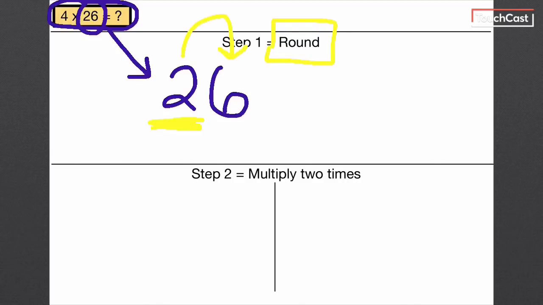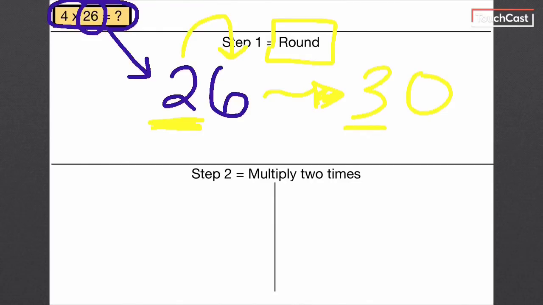Next, I'm going to go next door. And that 6 is going to tell me either to go up or go down. We know through our math facts and the things that we've practiced that 6 is actually going to tell me to go up because 5 or more, I raise the score. 4 or less, let it rest. So that means my 26 will actually become 30. So I'm done with step 1. I rounded my largest number to the closest and largest place value, being my tens place.